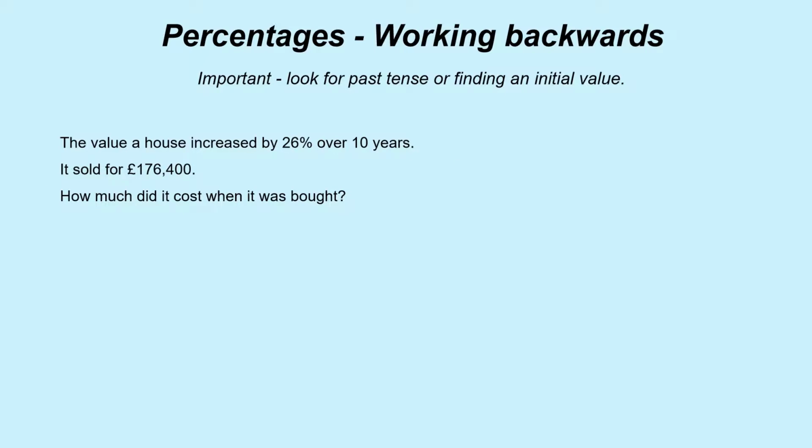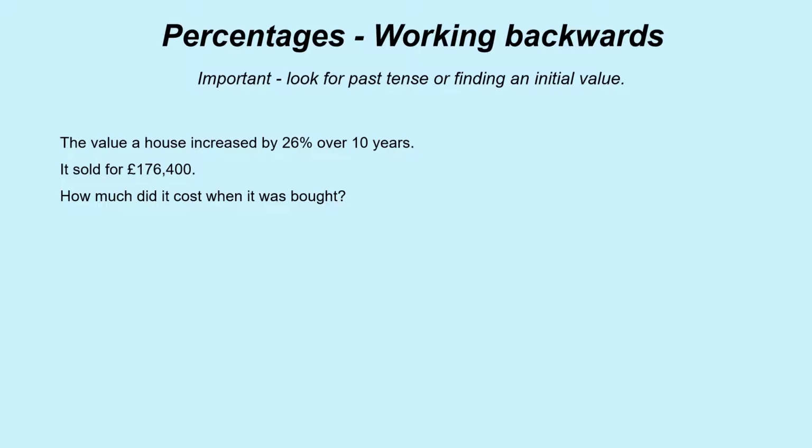Same idea. The value of a house increased by 26% over 10 years. It sold for £176,400. How much did it cost when it was bought? One thing to watch out for here, and it's really important, is that you don't get this question mixed up with a compound interest question, because it does say over 10 years, but it's not saying that the value of the house increased by 26% per year. It's just saying that it increased by 26% overall. So it's not compound interest. It's not building on a per year basis. It's just talking about an overall percentage increase.